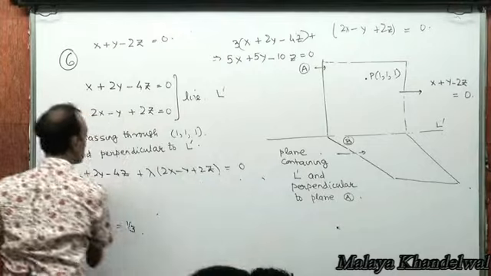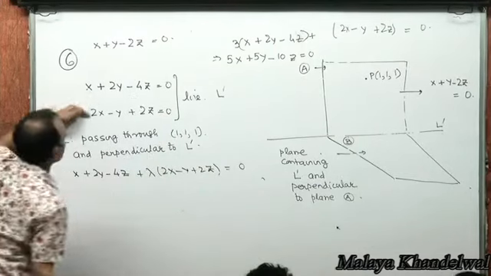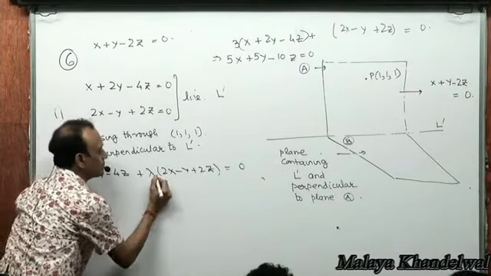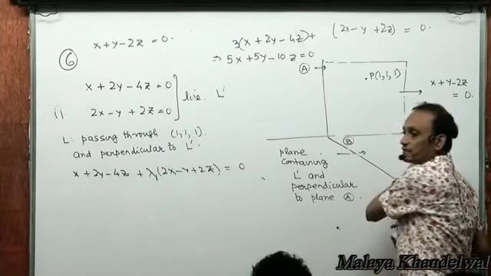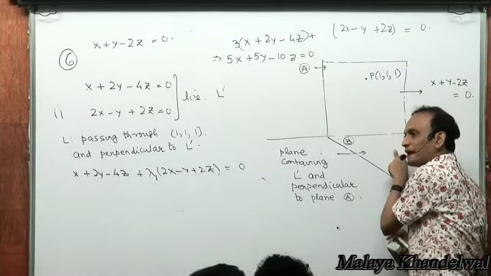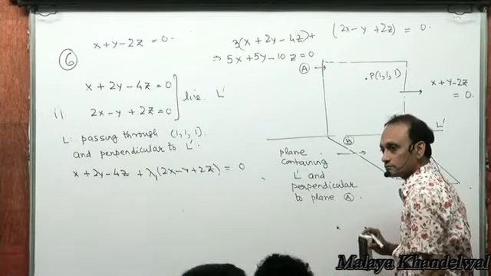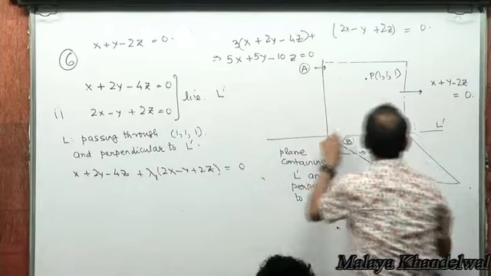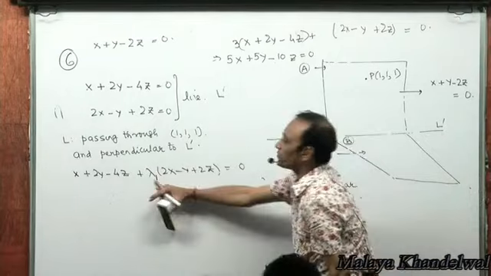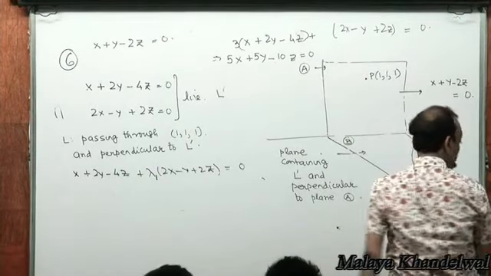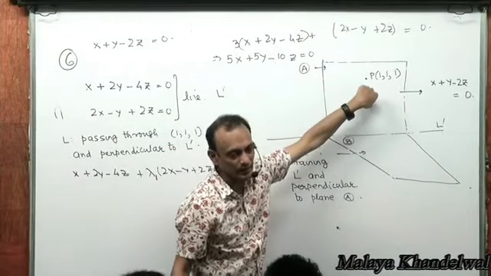How do I find the equation of this plane? Now this plane passes through L prime. That means this plane can be written as a linear combination of these two planes. So for some lambda equal to lambda 1, I get this plane. And what property does this plane have? I hope you understand that this plane will always contain the line L prime. Now, for some lambda 1, this plane will be perpendicular to the plane A. Now, I can find lambda 1 so that this plane and this plane are perpendicular to each other.